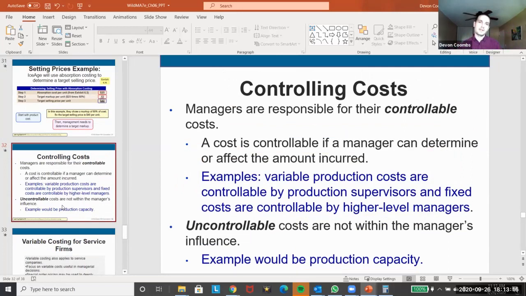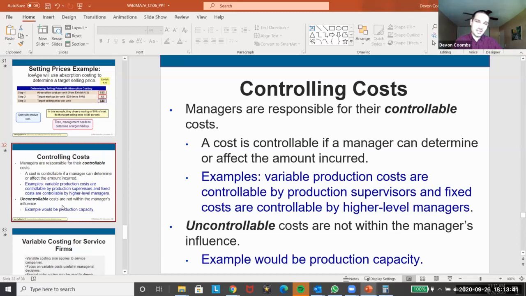The other side is controlling costs. There's the idea of controllable costs and uncontrollable costs. A controllable cost is what managers need to focus on. This could be any kind of variable cost, so it could be the cost of supplies, the cost of materials, the cost of your rent, maybe negotiable, right?